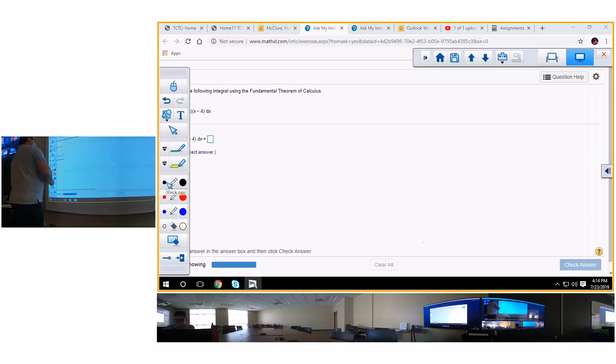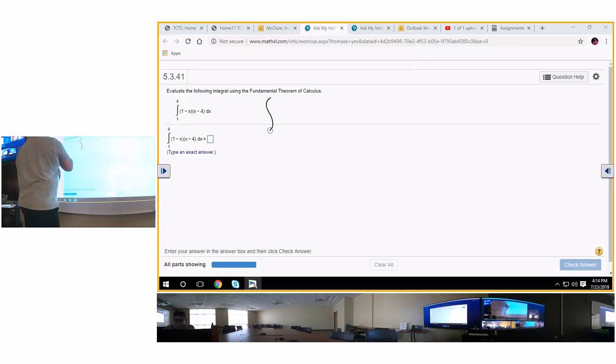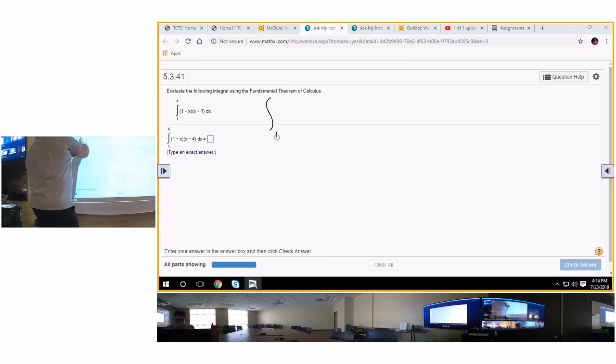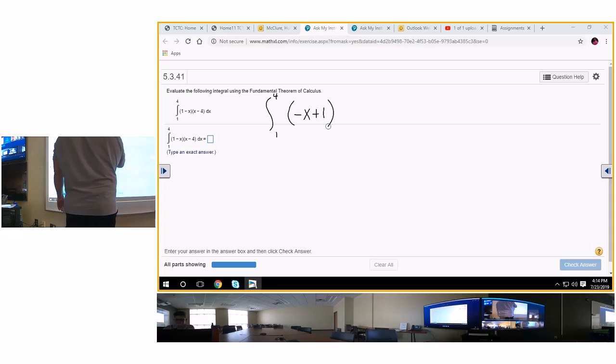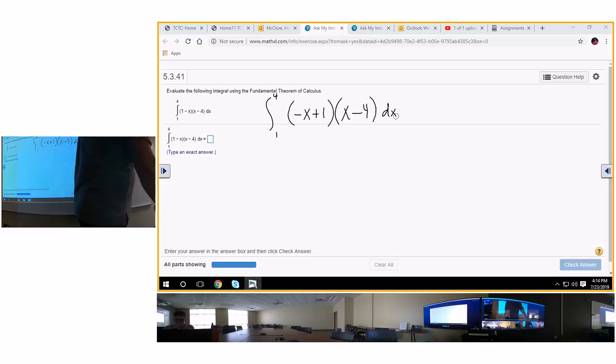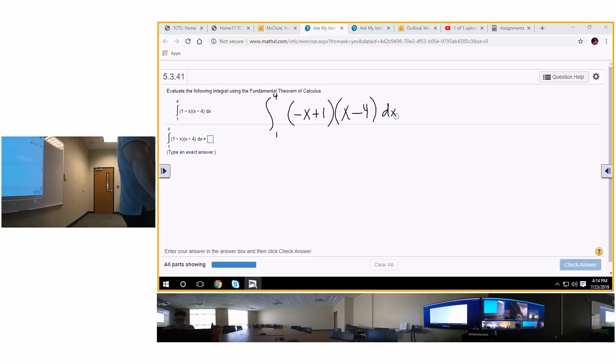So the first thing I would do is turn this thing around to where it looks like something you recognize, because nobody writes an algebraic equation 1 minus x. I don't know where they get these people to write this stuff, but negative x plus 1 times x minus 4. So what are you going to use? Your FOIL method.